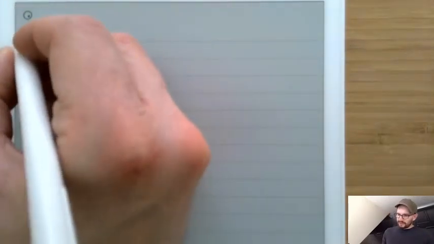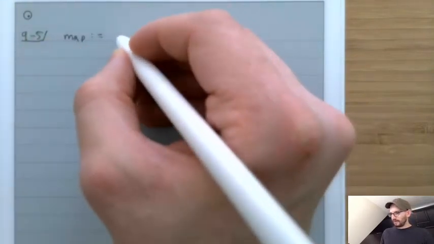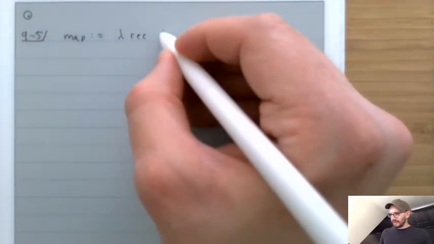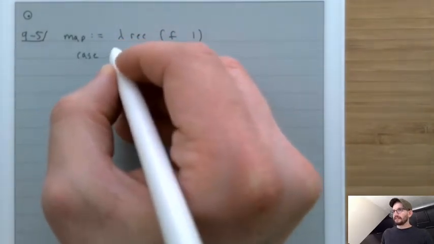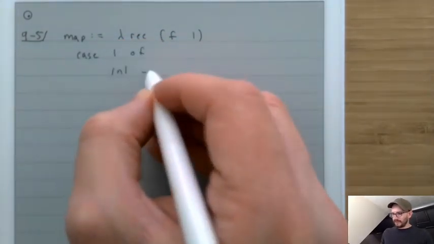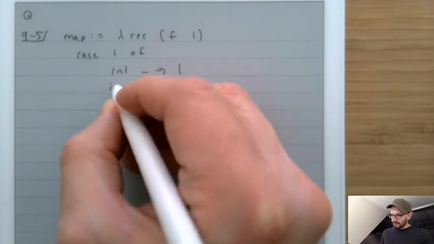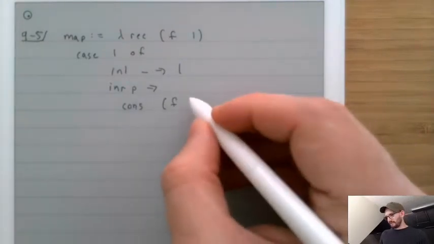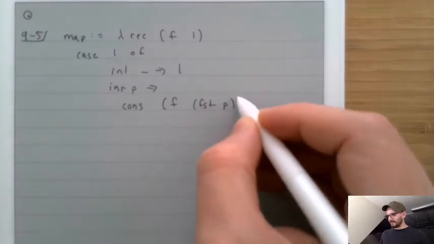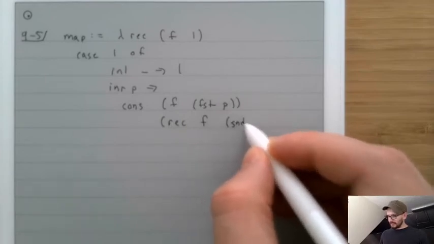Okay. We can also write a function like map that's going to be lambda rec. It has a function and then an L. And what we're going to do there is we're going to say case L of in left goes to just L, because if we get called with the empty list, then we'll just return the empty list. But if we get called with a cons, then what we'll do is we'll construct a new cons that comes out of calling the function f on the first thing inside of the pair, and then calling ourselves recursively with the same function and the second thing inside of the pair.